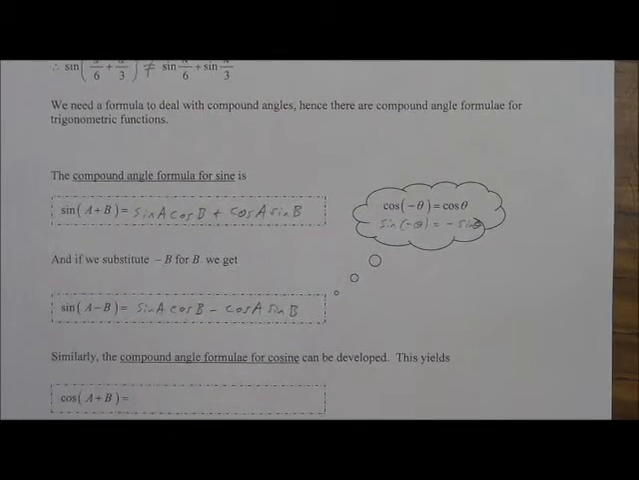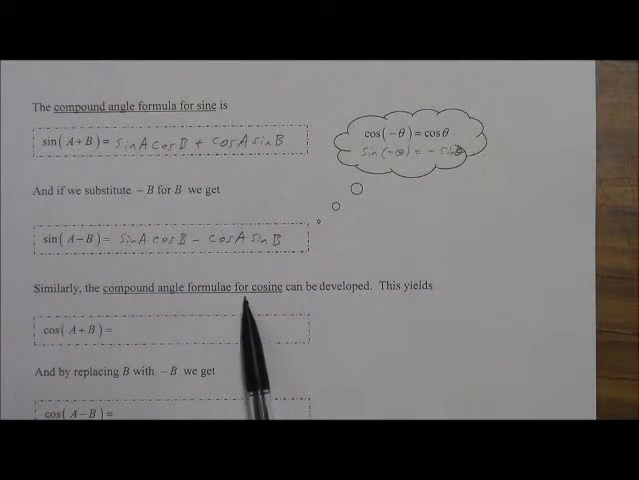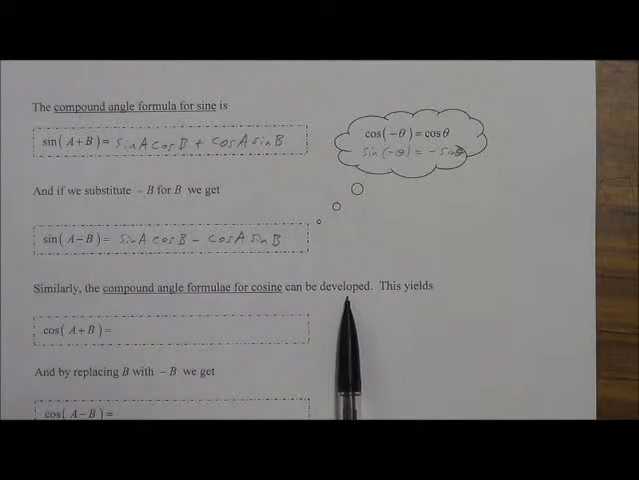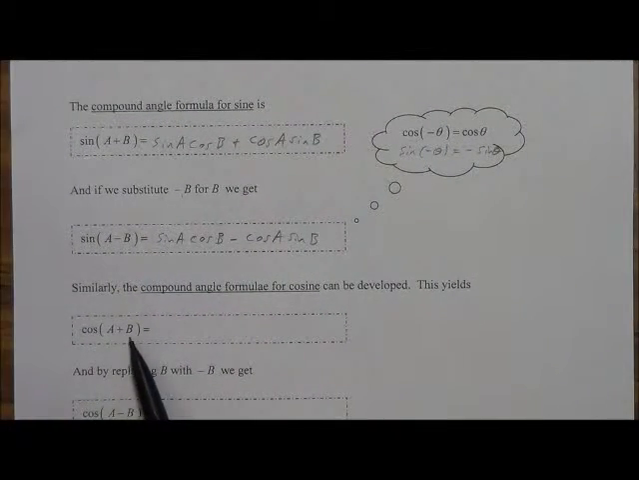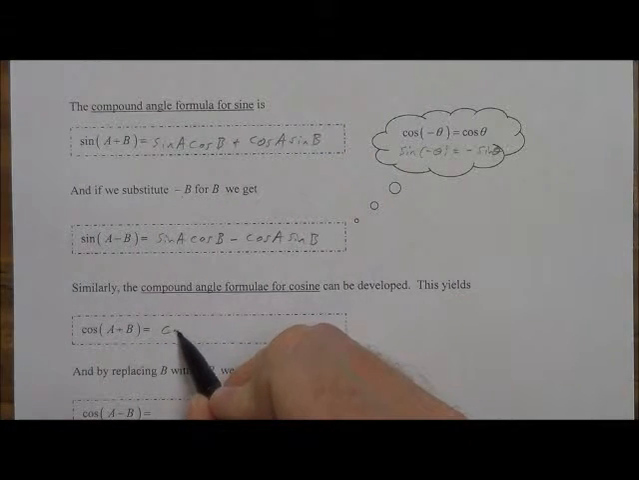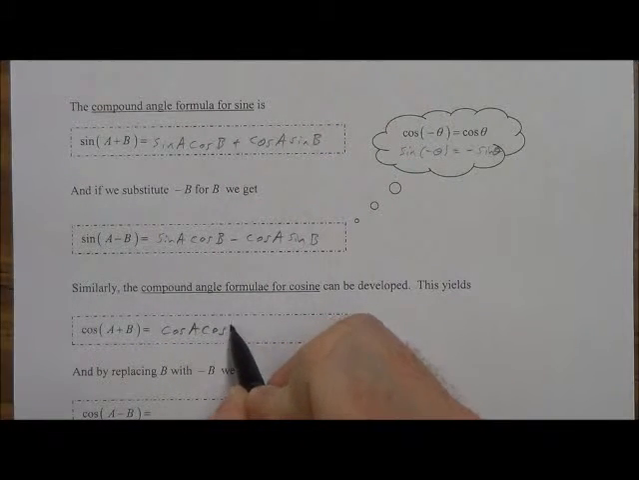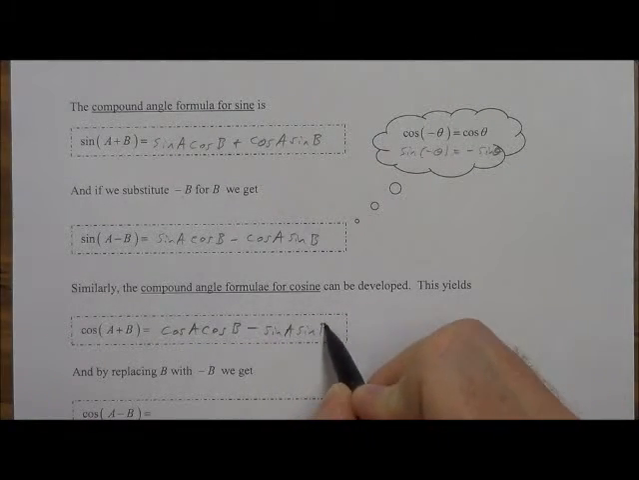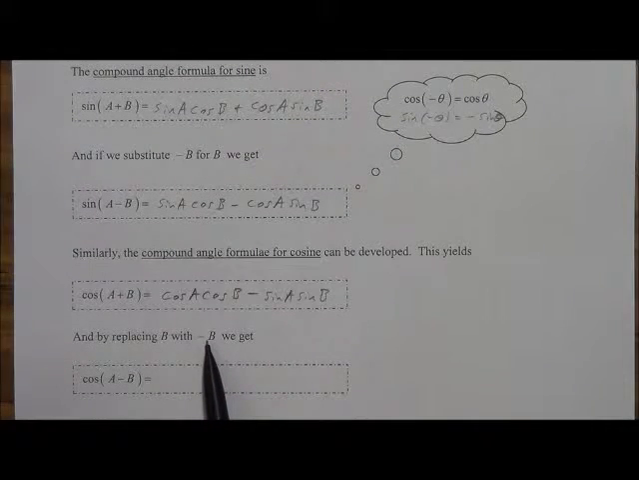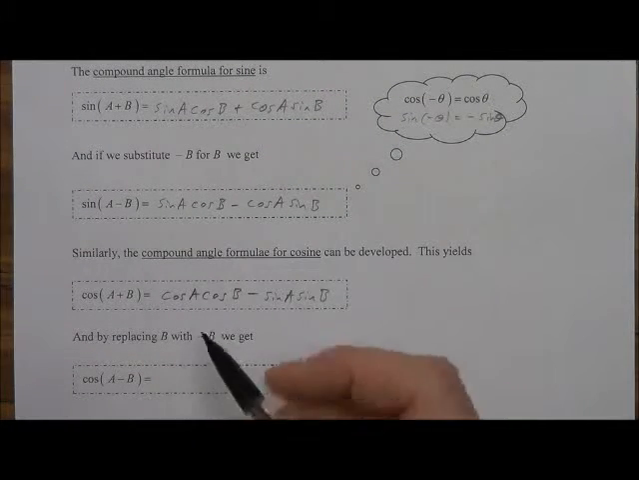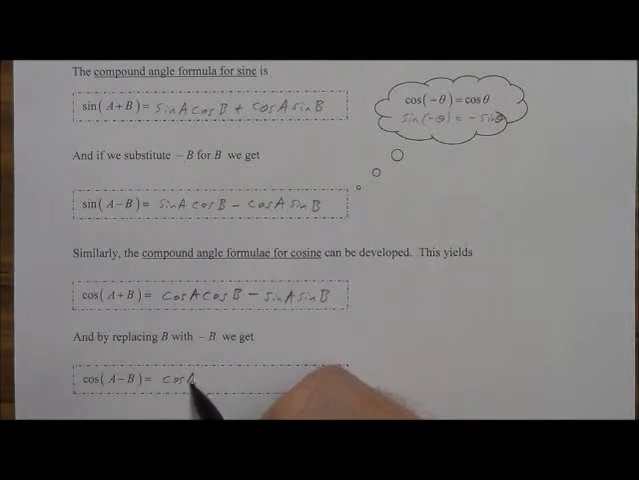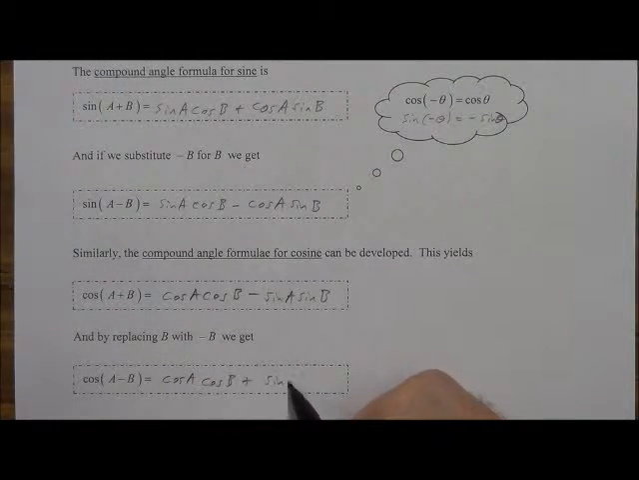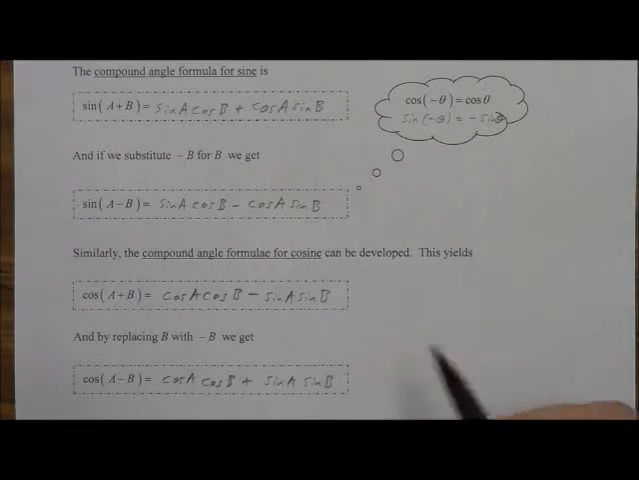Now if we go to the compound angle formula for cosine, we can develop that the same way as you saw in the PowerPoint presentation, and the final formula would be cos A cos B minus sine A sine B. And then by replacing B with negative B, we get cos A cos B plus sine A sine B.